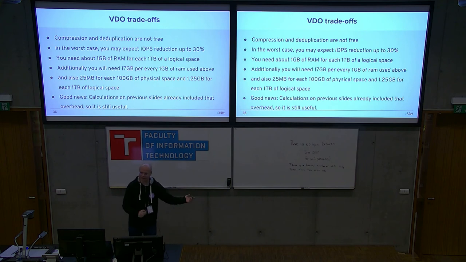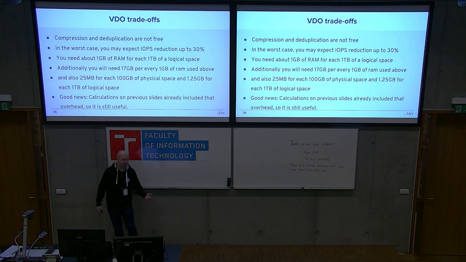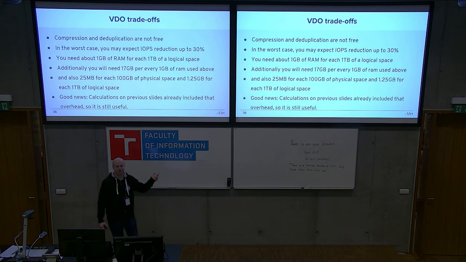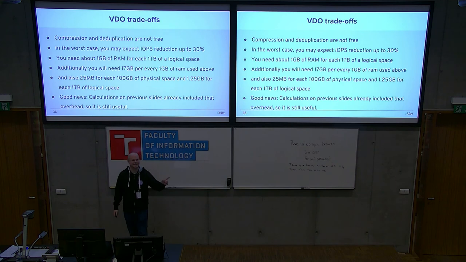The other problem is that I told you, deduplication and compression isn't free. You spend your CPU cycles for it. Of course, you have to spend your CPU for checking the index, checking the blocks, compressing them. In worst case, it may reduce your IOPS up to 30%. In best case, it may increase your IOPS.